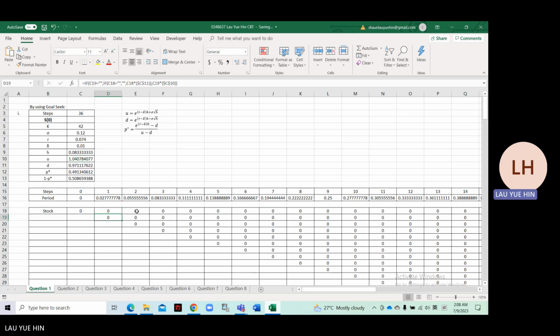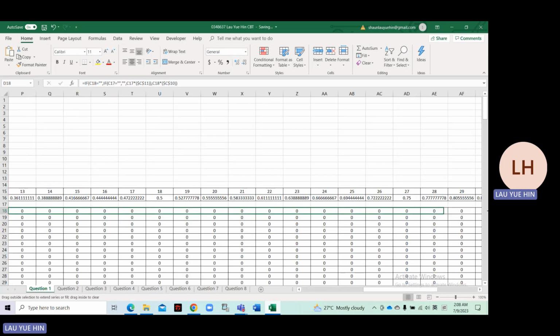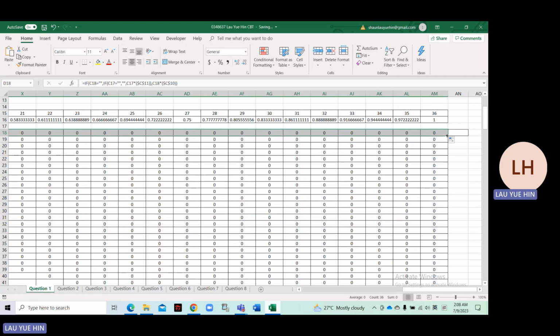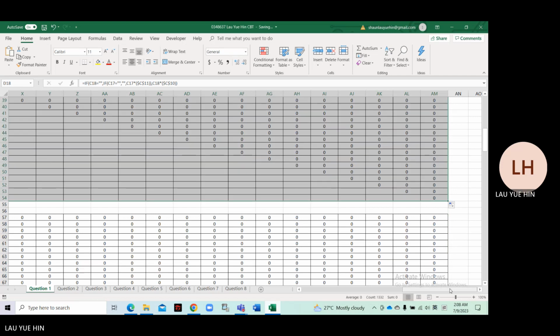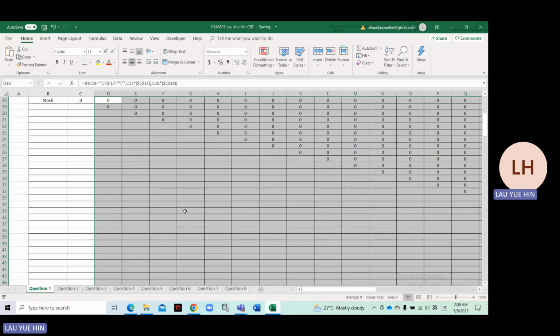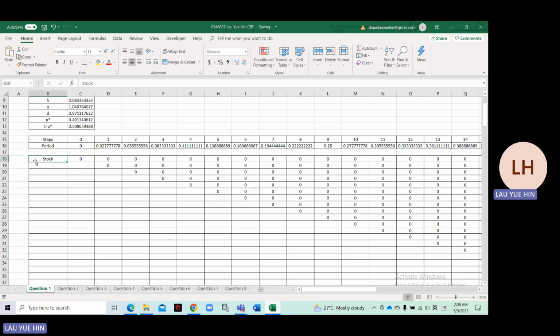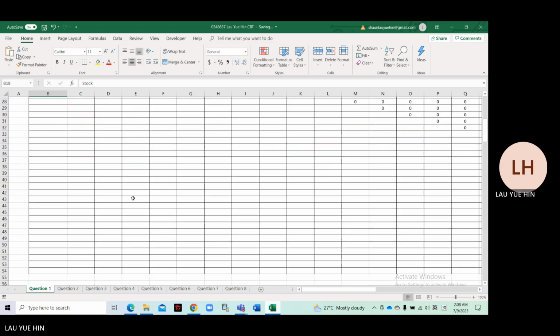So the formula for period 1 until 36 is all the same. So I just drag the formula from here to here until 36, and I drag everything down until here. So this is how I get the binomial tree of the stock.